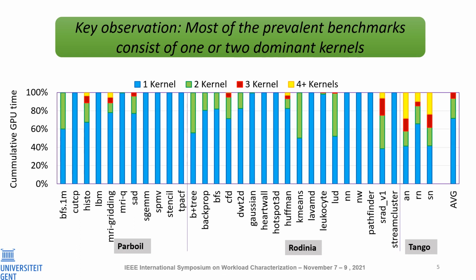Our observation shows that most of the traditional workloads have one or two dominant kernels. By identifying the dominant kernel, we are able to identify its resource bound and see if it is compute bound or memory bound. Then we can focus on performance bottlenecks in order to improve the efficiency.